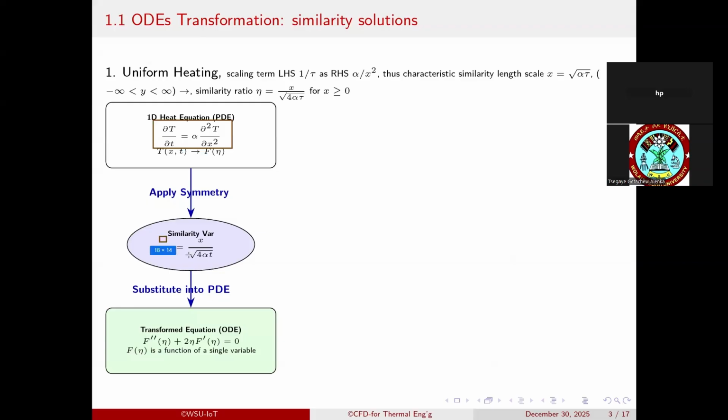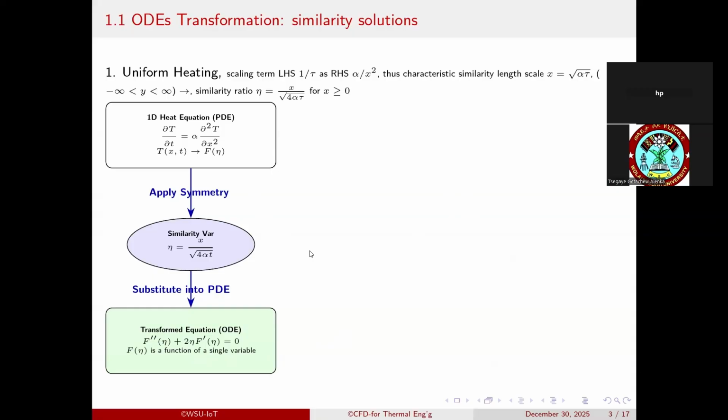Substituting and subsequently deriving f twice with respect to time and eta yields a second order differential equation of a single variable, also known as an ordinary differential equation. The next step is integrating twice to obtain the general solution and applying the transformed boundary conditions in terms of eta to find a specific particular solution.